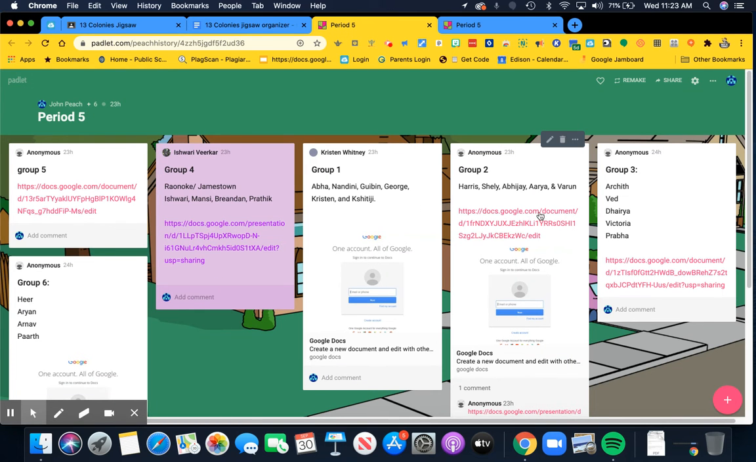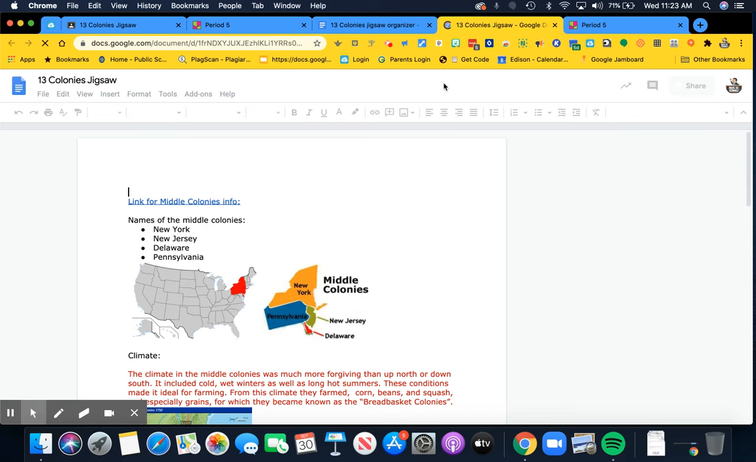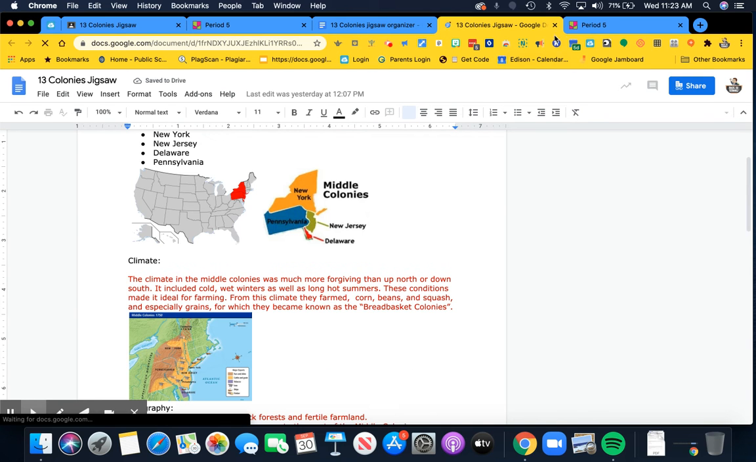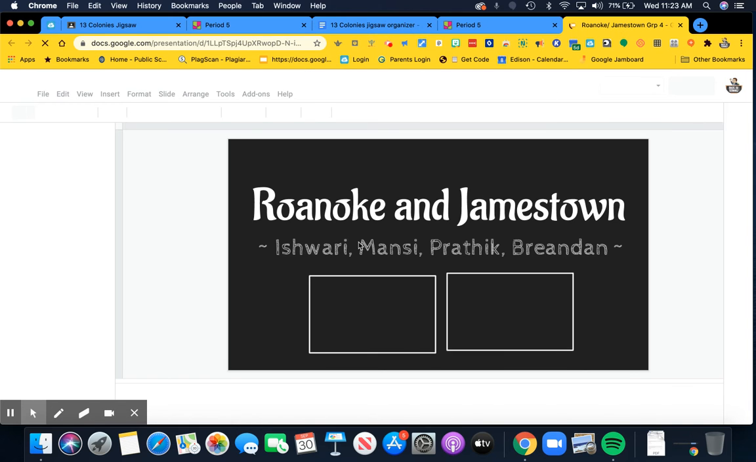And then what you'll do for groups 1, 2, and 3, if you go to, all right, here's group 2, you'll use that to do this organizer. Group 1, I think, is Jamestown. I don't remember which one. I'm sorry, I'm looking at the wrong one. It's 4, 5, and 6. So if I go to 4, the organizers for 4, 5, and 6.